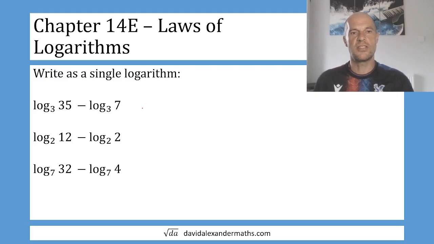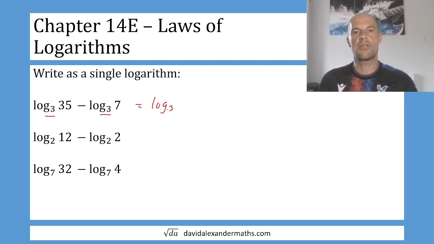So when we're subtracting two logs, we are going to therefore divide. So we've got a log 3 of something and another log 3 of something. So that's going to be a log 3 of, since it's subtraction, we're going to do 35 divided by 7. So log 3 of 5.